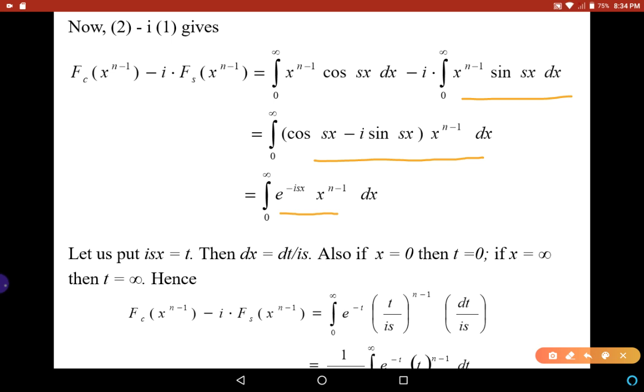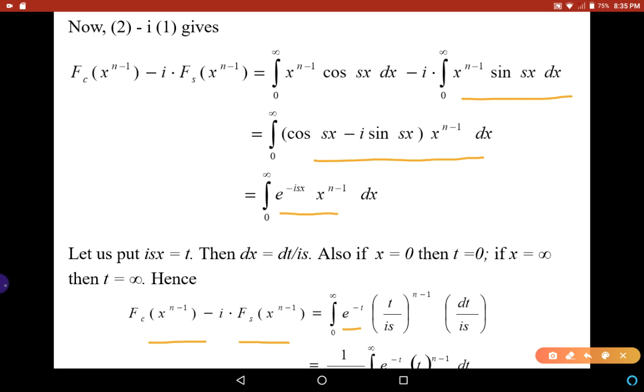Now in this integral we put isx is equal to t, so that dx is equal to dt by is, and the limits remain same because when x is 0, t becomes 0, and when x goes to infinity, t also goes to infinity. Therefore, now Fc of x power n minus 1 minus i times Fs of x power n minus 1 becomes integral 0 to infinity e power minus t into (t by is) whole power n minus 1 into dt by is.